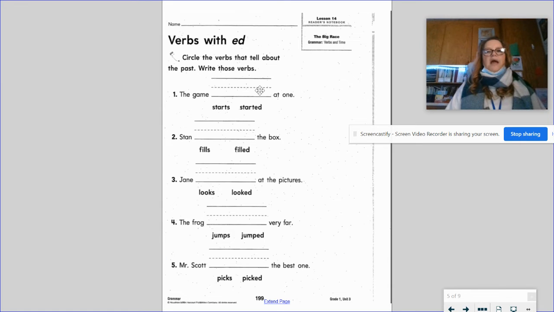Next, you will also have this sheet that we practiced on Tuesday about adding ed to words in the past. So what you need to do is put your name and number on the top, circle the verbs that tell about the past, and then write those verbs. So two things you have to do for each one. You have to write the verb on the line and you have to circle it. We're looking for verbs that have the ed on the end that tell us that they are in the past. All right. So this will be turned in tomorrow.